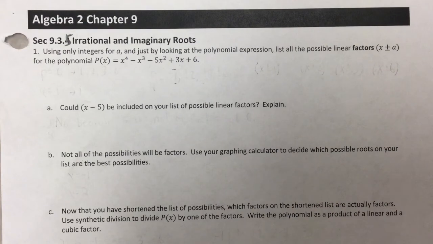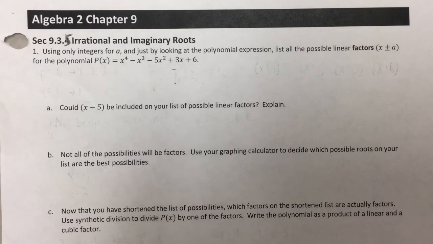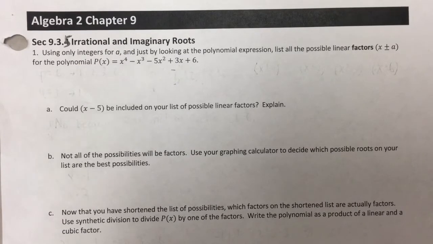Alright, we're at section 9.3.5, which is irrational and imaginary roots. And the first thing it says is, using only integers for a, and just by looking at the polynomial expression, list all the possible linear factors, x plus or minus a, for the polynomial p of x equals x to the fourth minus x to the third minus 5x squared plus 3x plus 6. So remember, that's doing our p's divided by our q's.